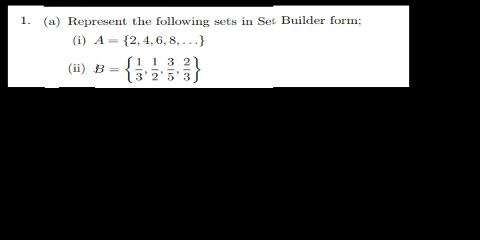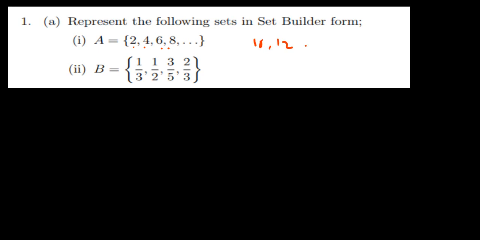The first one, they are saying represent each of the following sets in set builder form. So the first one there, what can we see? They are saying set A contains 2, 4, 6, 8. So we see that the pattern here will continue to be 10, 12, just like that. What do you think this set will look like when we put it in set builder notation? Anyone who has an idea?